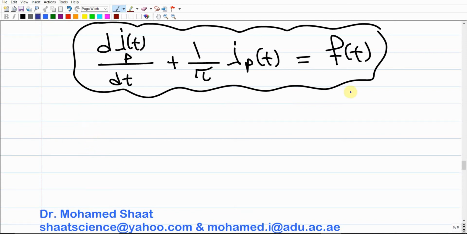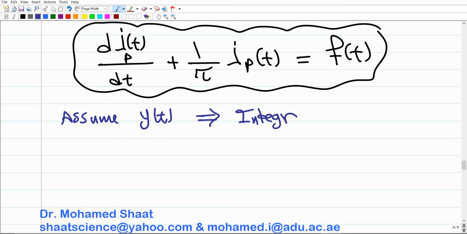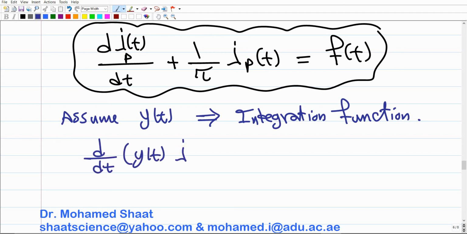One of the things we're going to assume here is y of t, which is a function, as an integration function. This integration function should be assumed in such a way that it makes the left-hand side of this equation equivalent to d by dt of y of t times I particular of t. So the key idea is just to arbitrarily assume this y.